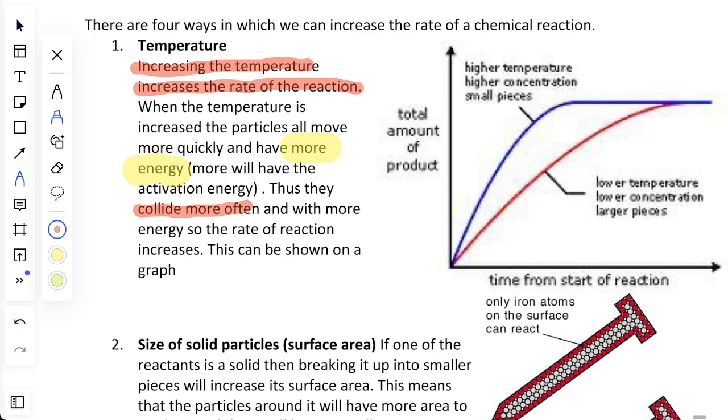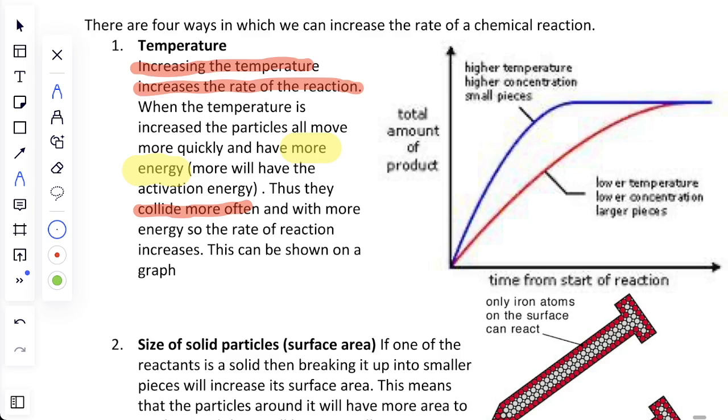Now you need to understand this graph. This graph is very important because several times the questions they ask are: this is the graph of a reaction, so and so has increased the temperature, what is the new graph? The new graph will have a steeper gradient.